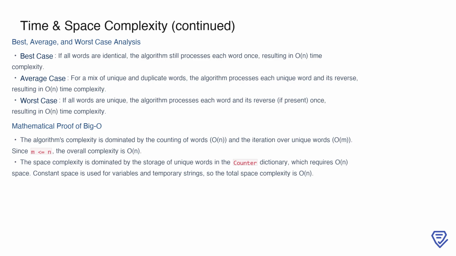Similarly, the space complexity is dominated by the storage needed for the counter dictionary, which is O(n). With only constant space used for variables and temporary strings, the total space complexity also remains O(n).